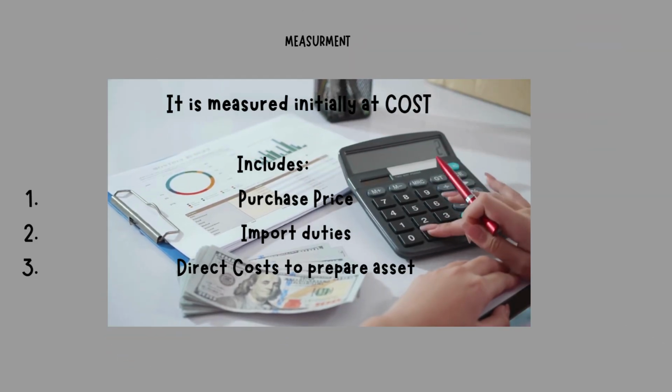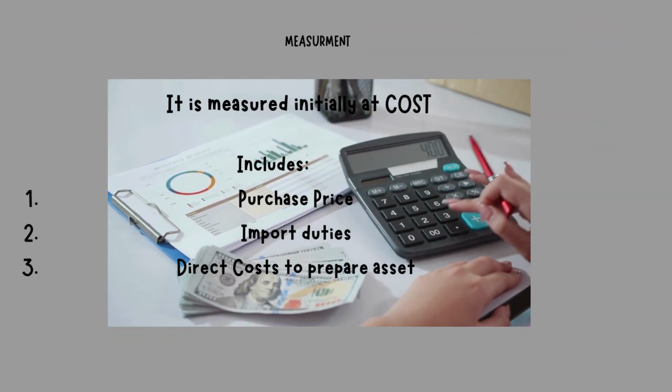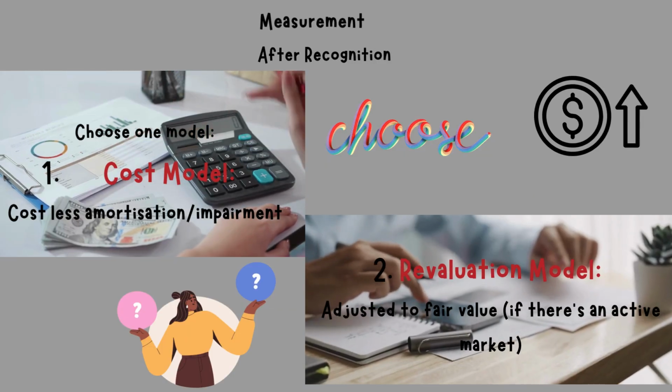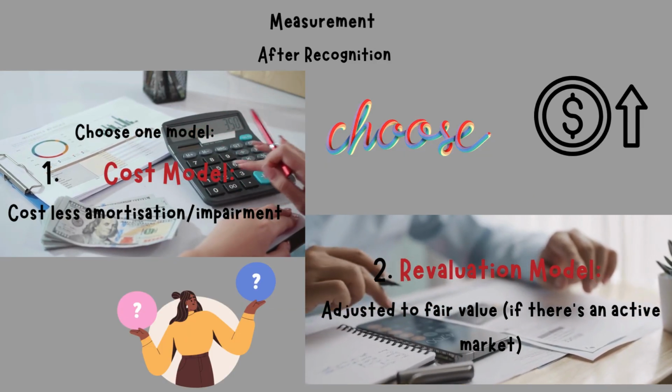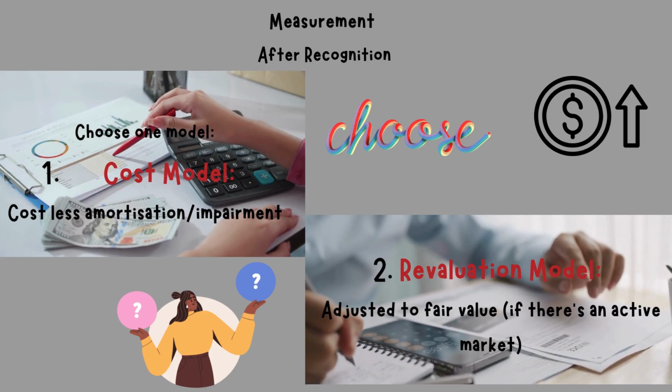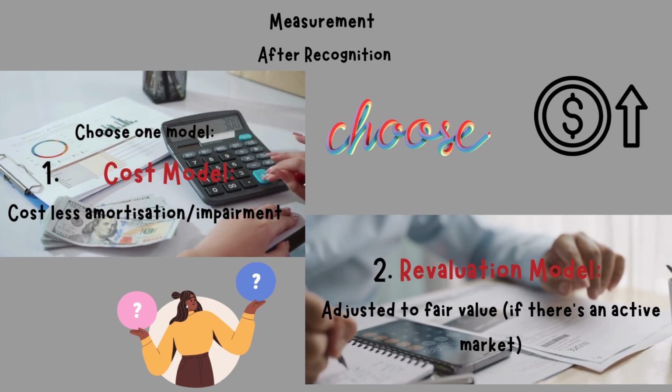Initially, intangible assets are recorded at cost. Afterwards, you can either use the cost model, where you subtract amortization and any impairment loss, or the revaluation model, which updates the asset to its fair market value.